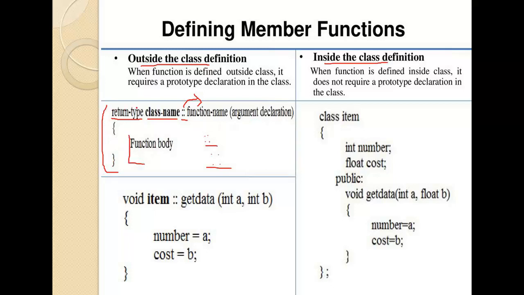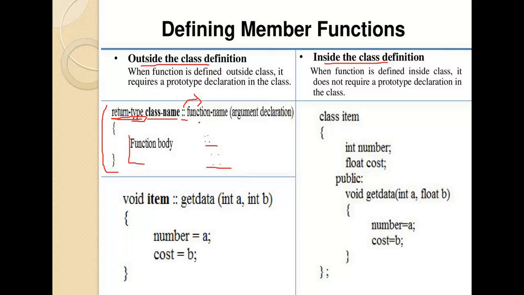Now you can ask me what is meant by this return type. Can anyone answer me? What is meant by return type? Have you heard about this? You would have studied in C programming. Data type which function returns. Very good. So return type is the data type using which the function was declared.